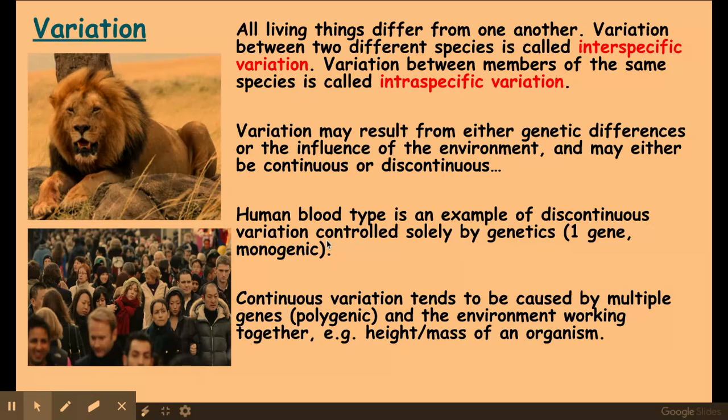Now, variation can result from either genetic or the influence of the environment, and this can produce either continuous or discontinuous variation. So, for example, human blood type is only determined by one gene, so it's monogenetic, and there is no influence of the environment on human blood type. However, continuous variation is normally caused by multiple genes, for example, polygenetic, and the environment working together. So, for example, height and mass of the organism. Now, you need to know the certain characteristics that determine the discontinuous and continuous variation from looking at data.